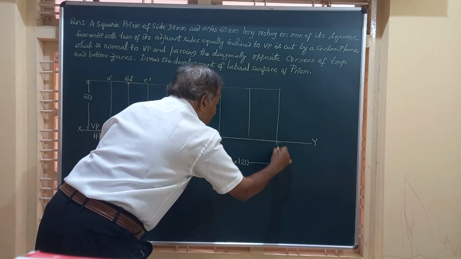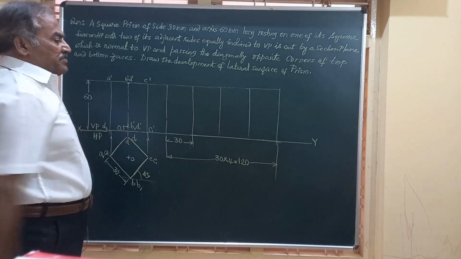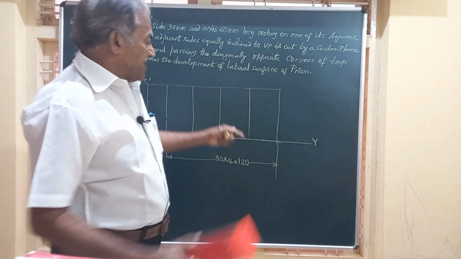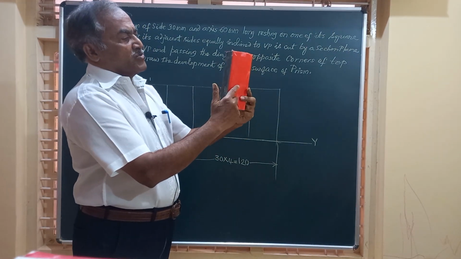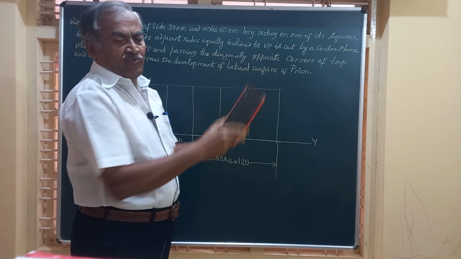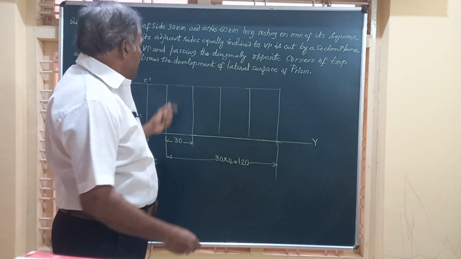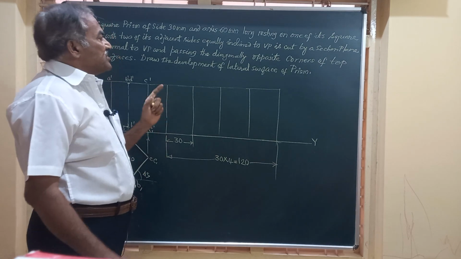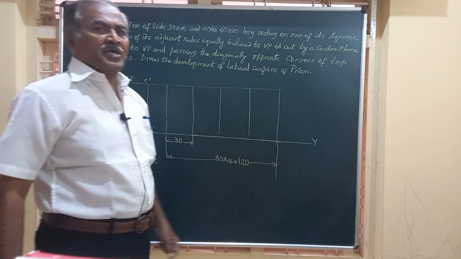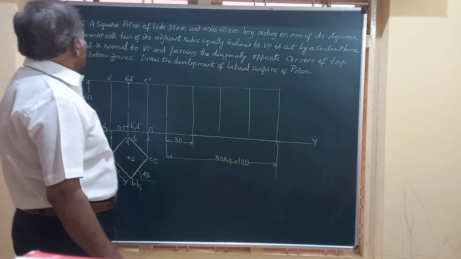So friends, we have the development of the square prism, that is 4 rectangles. 1, 2, 3, and these 4. 4 rectangles are there, and this is how it looks in the development when it is not cut by any section plane. And what do we do now?